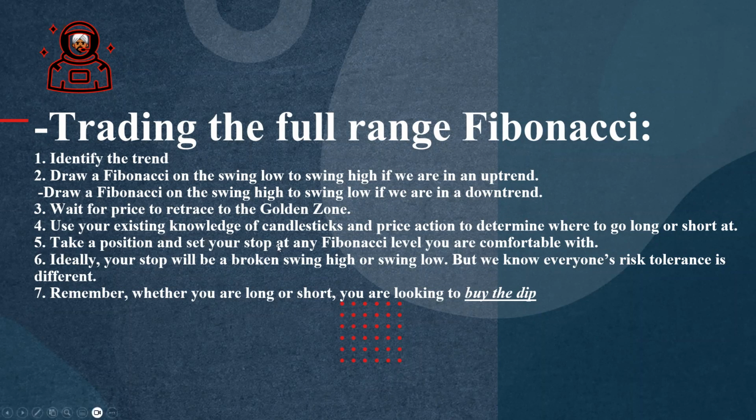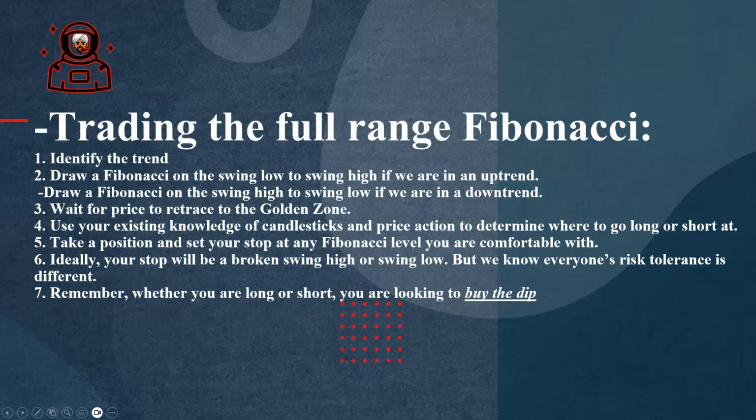So again, you take a position and set your stop at any previous Fibonacci level you're comfortable with. That's why I say getting in at 0.786 is the best, because then your stop loss is going to be the swing low, and it's going to be the best risk to reward. Ideally your stop loss will be that swing low or swing high, but everyone's risk tolerance is different. If you get in at the 0.5, you might not want to wait for that swing low to break, because of your risk tolerance.